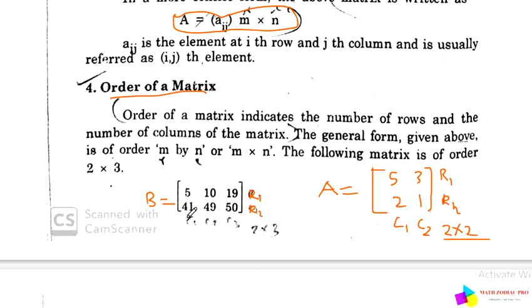Okay, so this is C1: column 1, column 2 and column 3. The number of rows is 2 and the number of columns is 3. So this is a 2 by 3 matrix. The order of the matrix is 2 by 3.